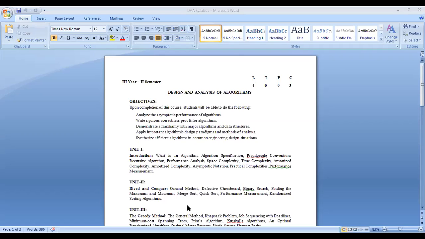So we have the divide and conquer technique. The two topics remain in the first unit. If you have any doubts in the first unit, please write a message in the chat box. Right now I'm going to start the second unit, that is divide and conquer.